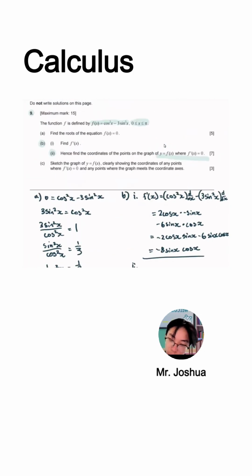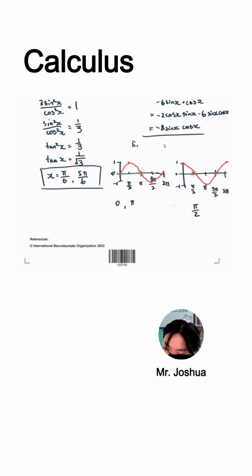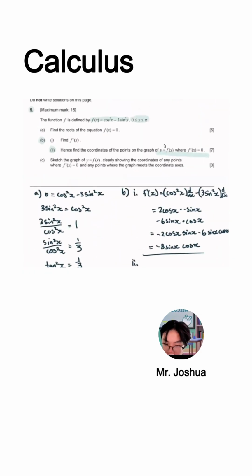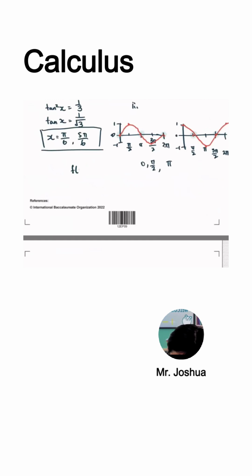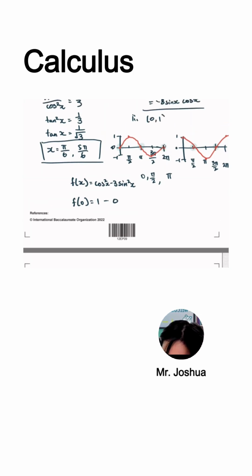So the x values are 0, pi over 2, and pi. Now we need to find the coordinates of it from our original equation. So f of x is equal to cos squared x minus 3 sine squared x. Let's plug in these x values to get our coordinates. So when x is equal to 0, f of 0 is cos squared 0, which is 1, minus 3 sine squared of 0, and sine squared of 0 is just 0. So our first coordinate will be 0, comma 1.